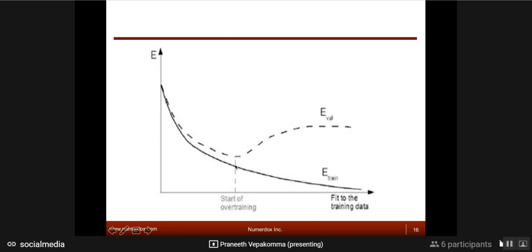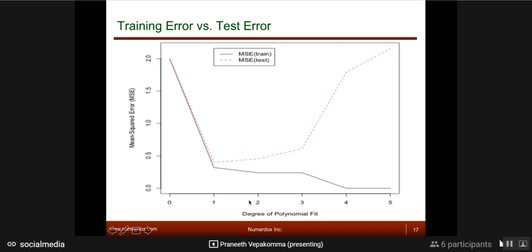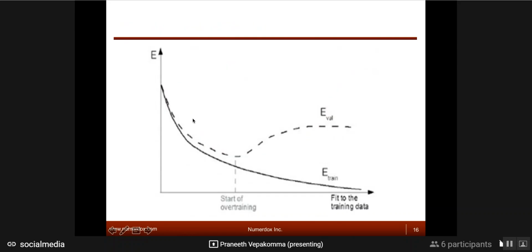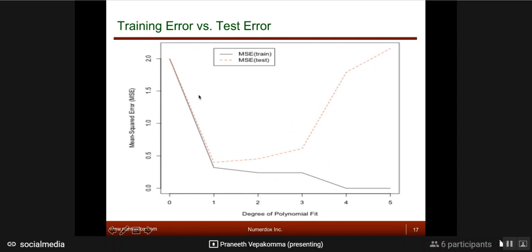So this is the start of overtraining. If you're doing more than this, you're beginning to overtrain or overfit, basically. This was from a textbook. This is from The Elements of Statistical Learning by Tibshirani from Stanford. This is what I simulated myself.